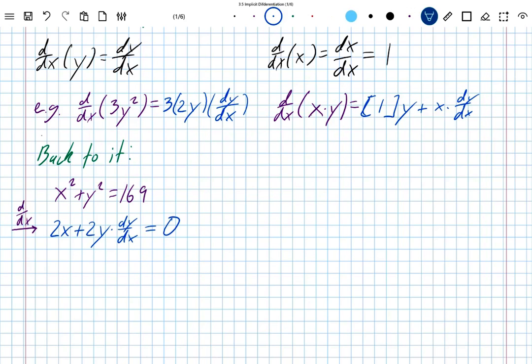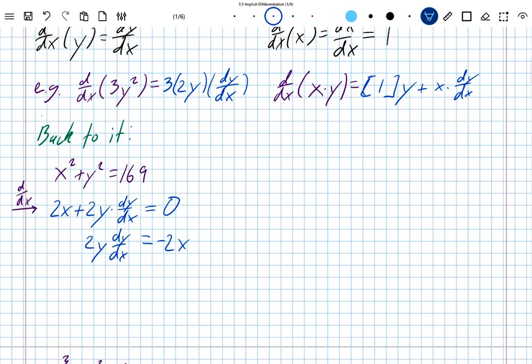This is now an algebra problem. I want to go ahead and solve for dy/dx. I want to know what that derivative is. So what I'm going to do is bring everything that does not have a dy/dx in it to the right side. So I'm going to get negative 2x equals 2y dy/dx. Okay, and now I'm going to divide by that 2y, and I get dy/dx is equal to negative 2x over 2y, which is just negative x over y. Amazing. So what I have now is this beautiful formula for my derivative that depends on both x and y.